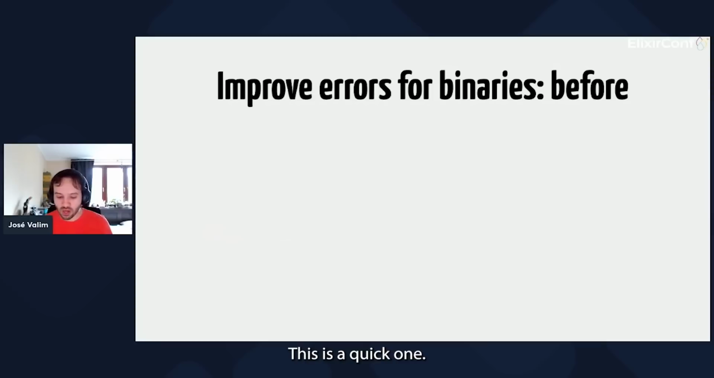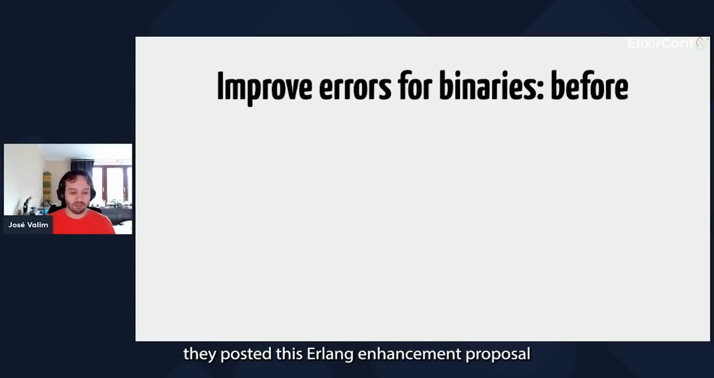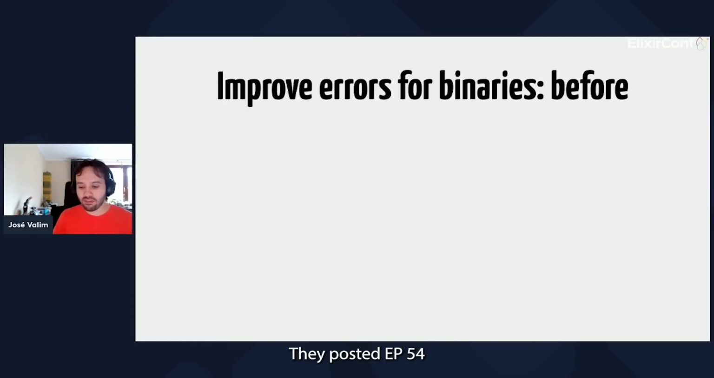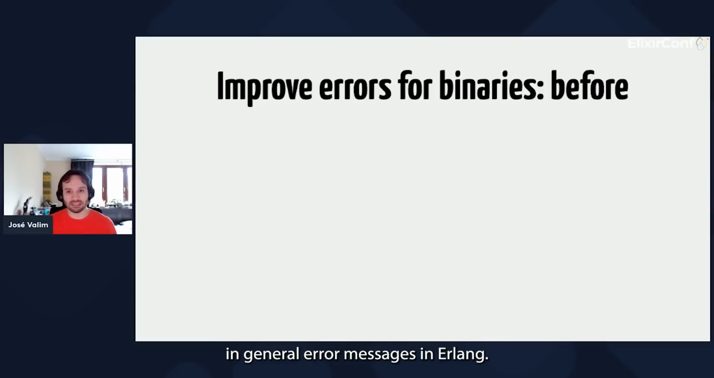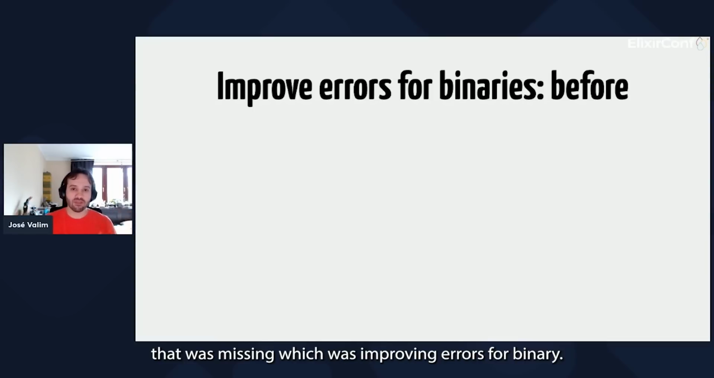Another change, this is a quick one, another really important change in Elixir 1.14 is that we have improved the errors for binaries. This is really thanks to the OTP team. Last year, the OTP team posted this Erlang Enhancement Proposal that we call EEP. They posted EEP 54 about improving the mechanism for errors in Erlang, and that made it really possible to improve error messages in Erlang in general. And there was only one part that was missing, which was improving errors for binaries.